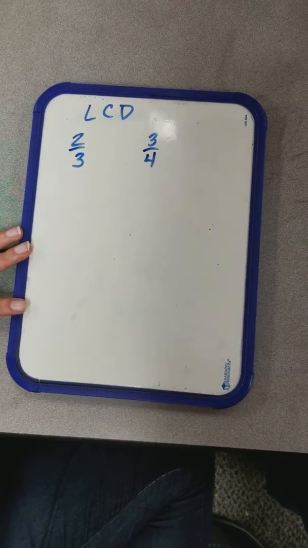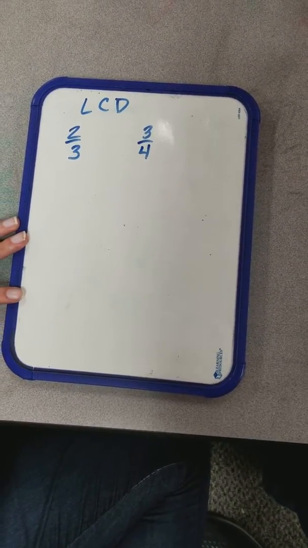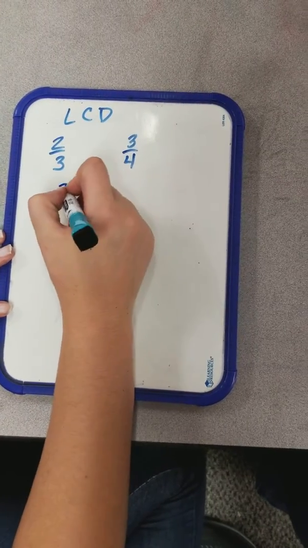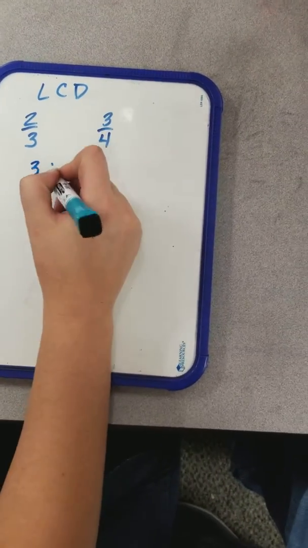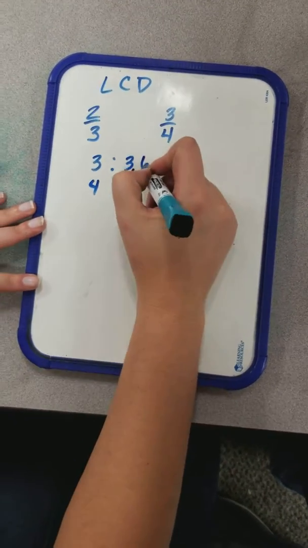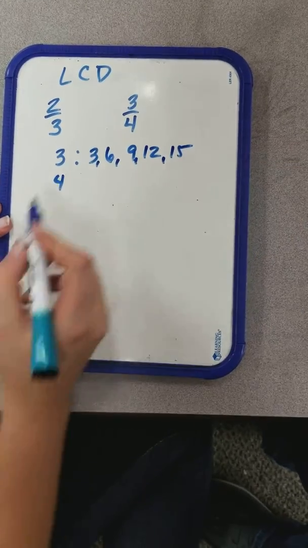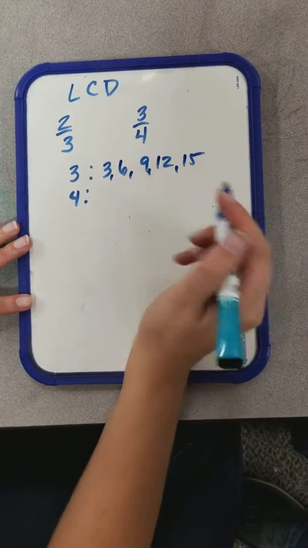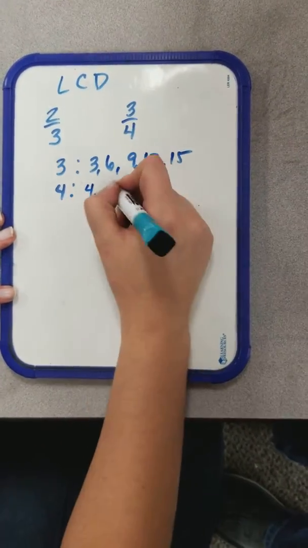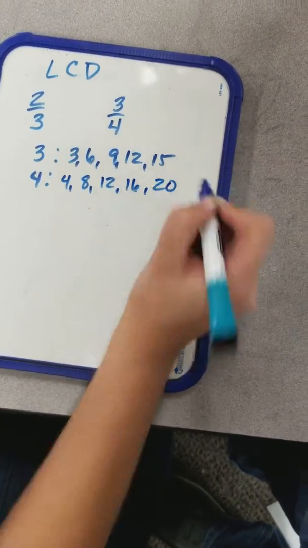My first thing I'm going to do is list the multiples of each denominator and circle the lowest one they have in common. So I have 3 here, and I have 4 here. My multiples of 3 are going to be 3, 6, 9, 12, 15. And then 4, and I could keep going, but I'm going to stop there. 4 would be 4, 8, 12, 16, 20.